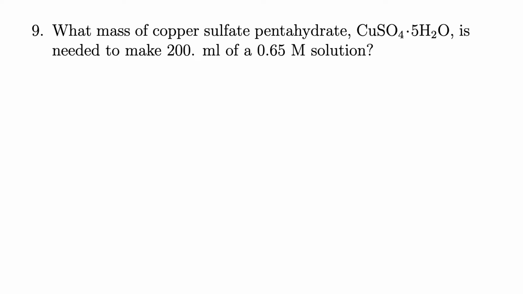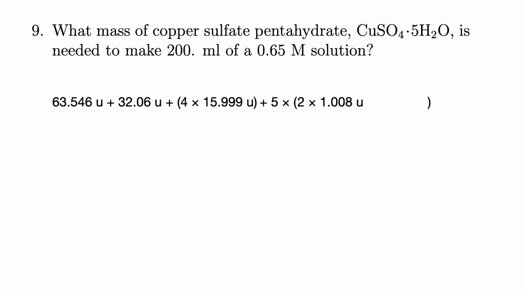So we want to know the mass, so we're going to need to work out the molar mass of the copper sulfate pentahydrate. Copper has an atomic mass of 63.546 units. Sulfur is 32.06. Then there are 4 oxygens, 4 times 15.999 units. And then there are 5 waters. The 5H2O is part of the formula, so we need to include the mass of those waters in our calculation. And then water is H2O, so there's twice hydrogen, 1.008, plus another oxygen, 15.999.